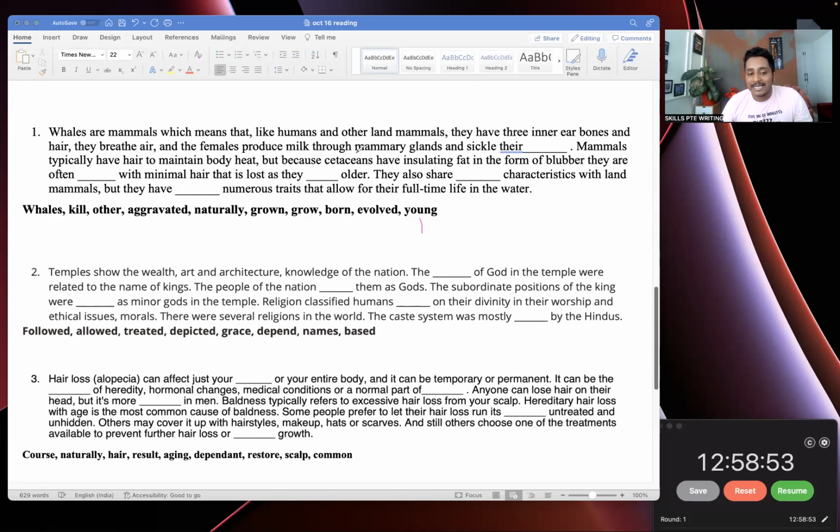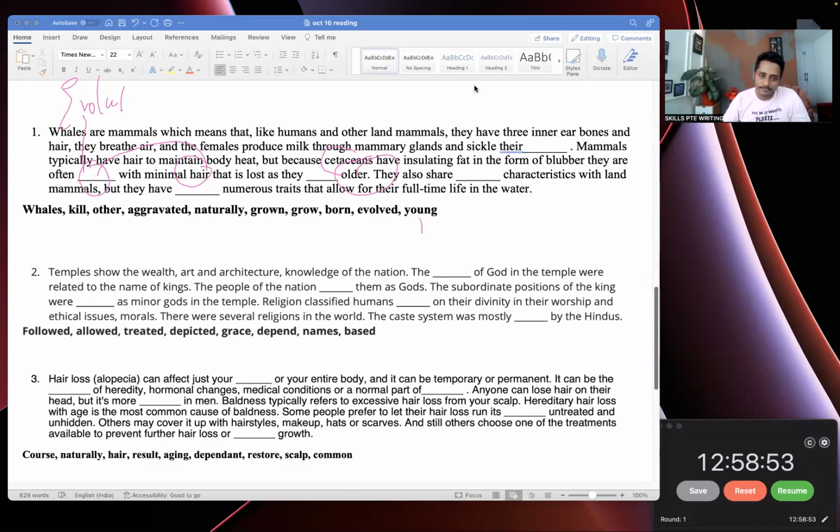But because cetaceans, meaning fishes or mammals, have insulating fat and they're often born with minimal hair, the clue for this is older. They are born with less hair, but as they grow older, they're going to lose everything. They are born with less hair, not grown with. Second one, they're often evolved with less hair. No. Evolution is not okay. If you want to write evolution, okay. Abdul, you tell me why evolution is wrong.